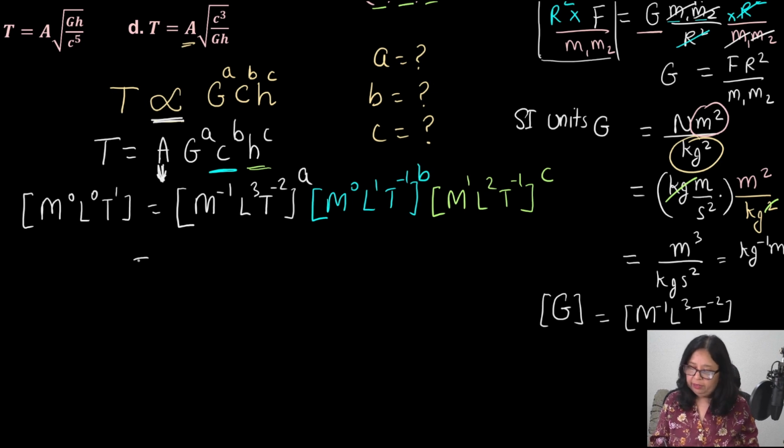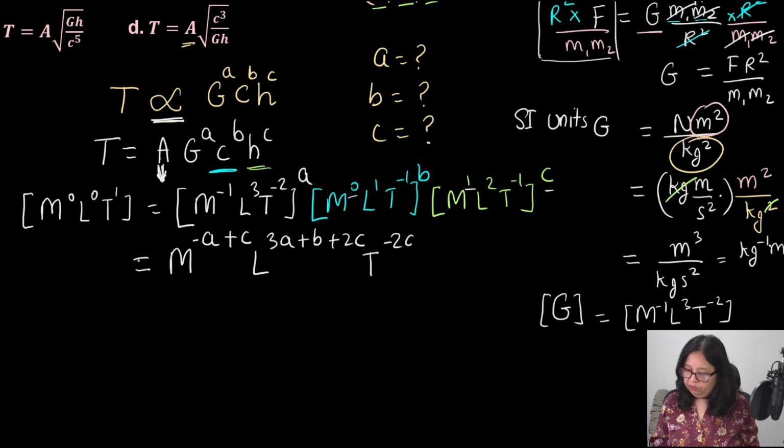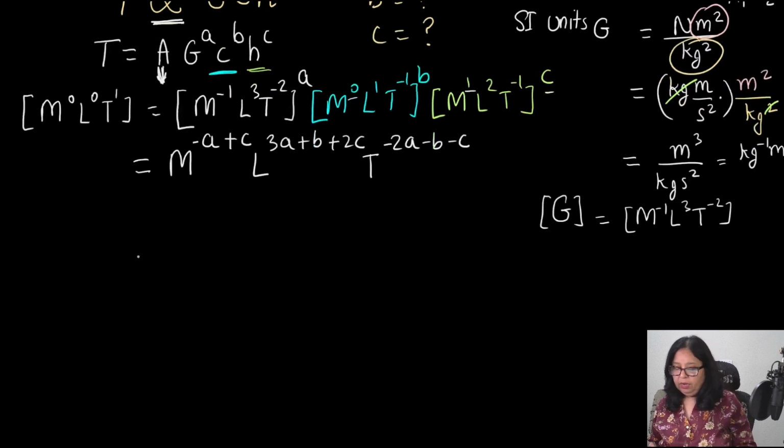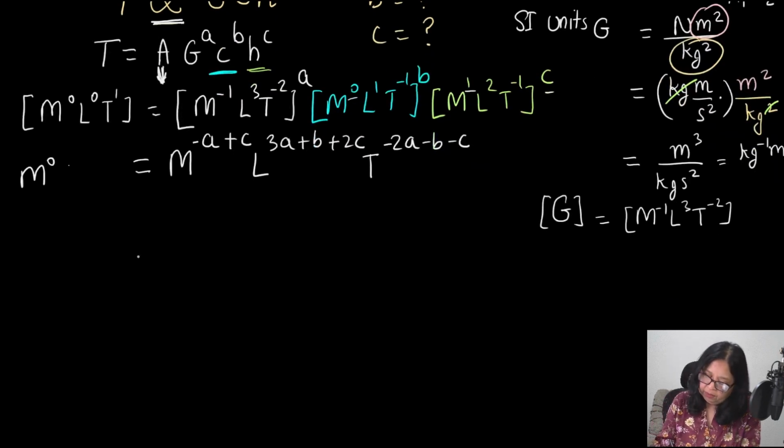All right, now let's go ahead and collect the factors with the same base on the right-hand side. What do we get? M to the power minus A. 0 times B is just 0. And here we have plus C coming from here. L, 3A plus B plus 2C. Then we have T, minus 2A minus B minus C. Now we're going to solve for A, B, and C here.